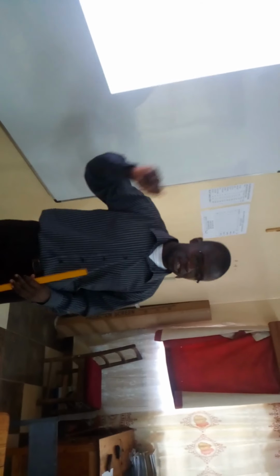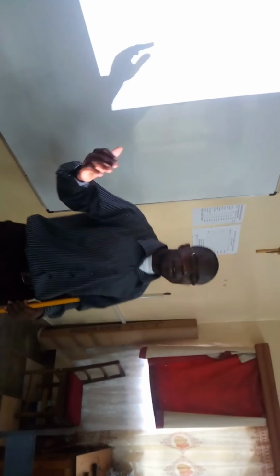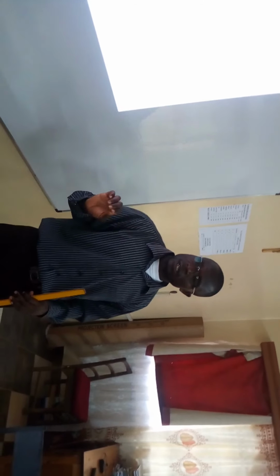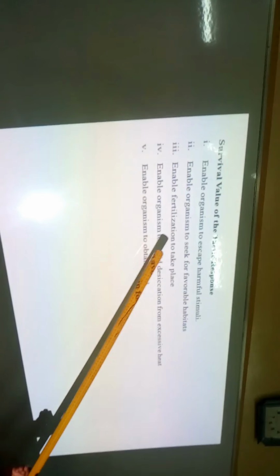Survival value of the tactic responses. They enable organisms to escape harmful stimuli. When the salt concentration is high in the marine environment, the crab moves away. So that is a harmful stimulus. When mosquitoes fly away from an impregnated mosquito net, they are running away from the repellent, and that is escaping harmful stimuli.